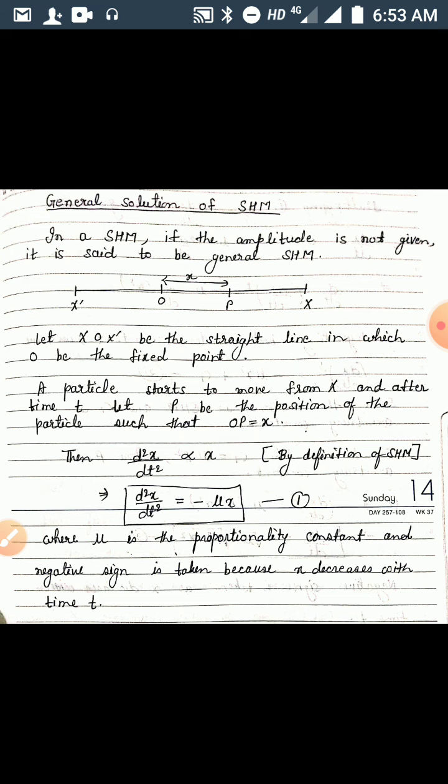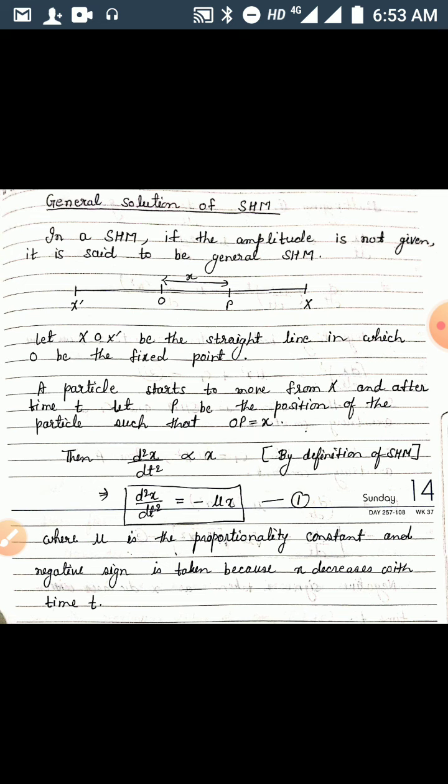So, you have remembered the properties of SHM. The particle must move on a straight line. The acceleration is directed towards a fixed point O and it's proportional to the displacement. The equation is d2x by dt square equal to minus mu x. So in a SHM, if the amplitude, the greatest or maximum distance, is not given, it is said to be the general SHM.